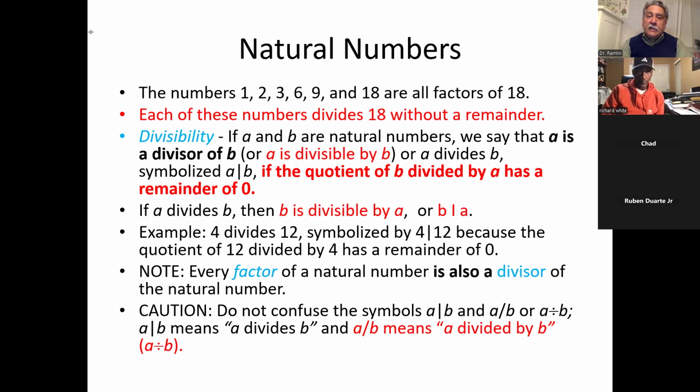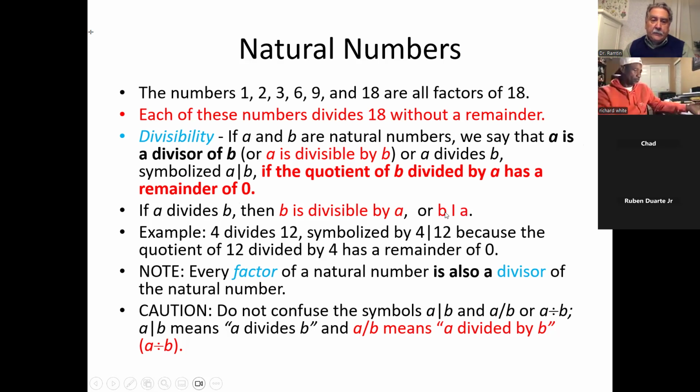We show divisibility. We say if A and B are natural numbers, that A is a divisor of B, or B is divisible by A, or A divides B, and we symbolize it like that: A, then one vertical line, B. For example, we say if A divides B, then B is divisible by A. And that's the way we write it.